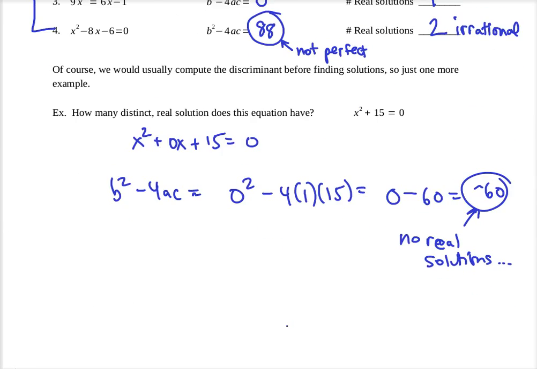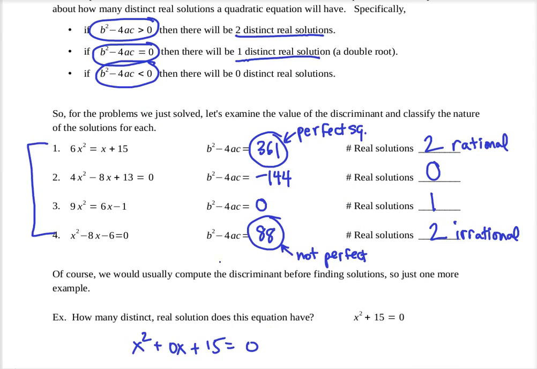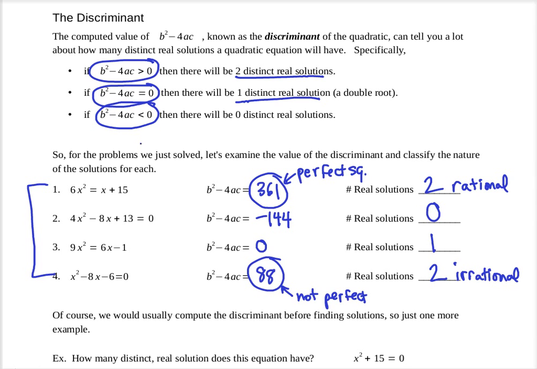And I guess that's it. So for the discriminant, it's real simple. Look at the b squared minus 4ac. If it's positive, two distinct solutions, both real. If it's 0, there's one distinct real solution. And if it's less than 0, no real solutions. Both of the solutions are going to be complex.